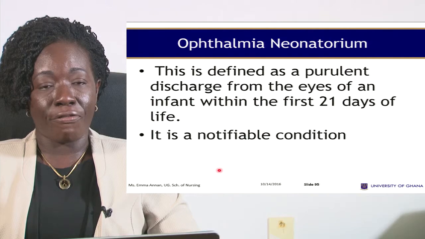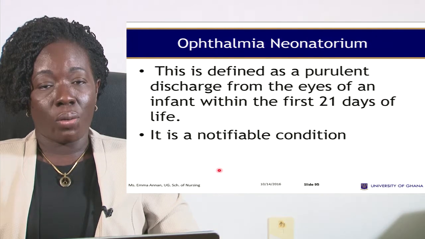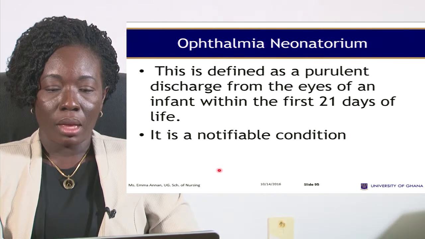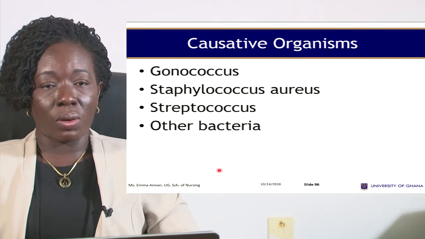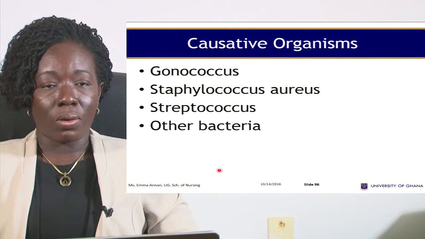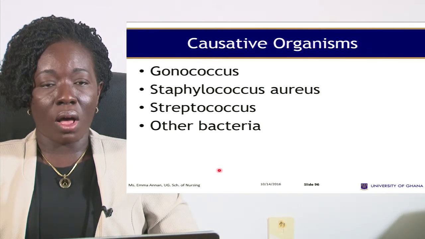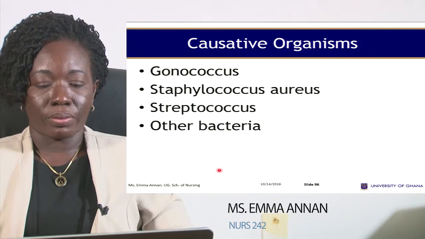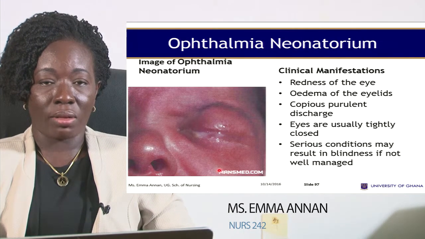So you inform the mothers when they are going home that within the first 3 weeks, if they see any discharge which is purulent, they should report immediately. Causative organisms include gonococcus, staphylococcus, streptococcus, and other bacteria. So this is how it looks like.